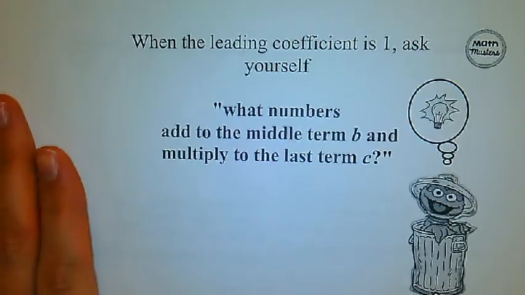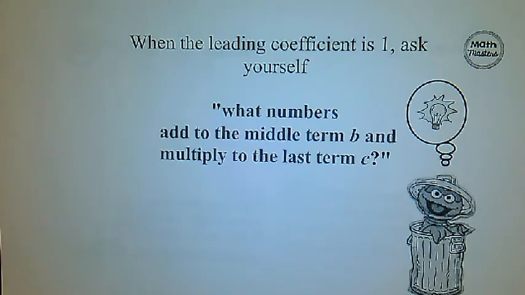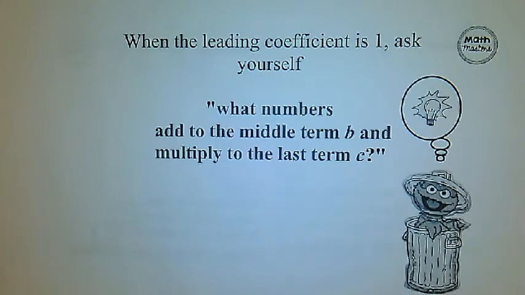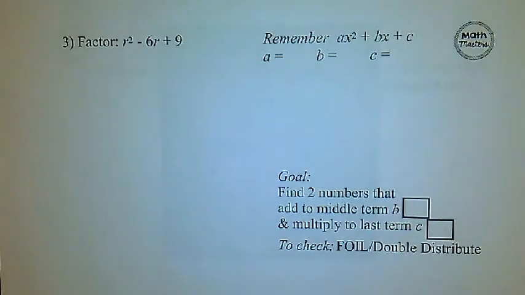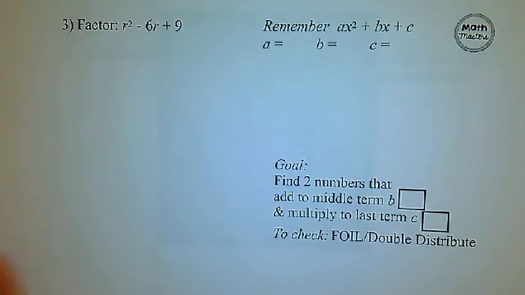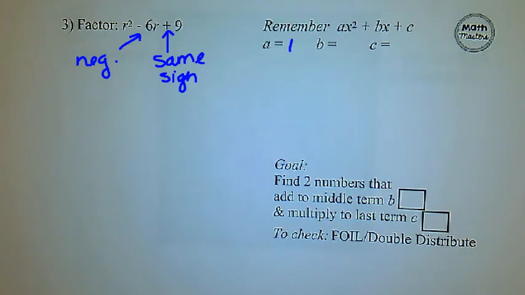Okay, so when the leading coefficient is 1, we want to always ask ourselves what numbers add to the middle term and multiply to the last term. Okay, I know I've been saying that, but I gotta keep saying it. Okay, these are exactly the same. So again, this means same sign. This means both negative. Okay, so I have a 1, negative 6, and 9. I need to add to negative 6 and multiply to 9.